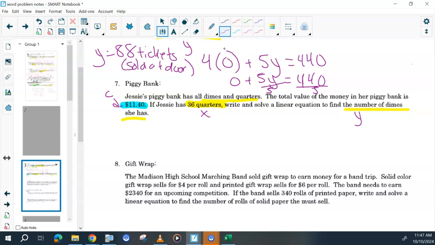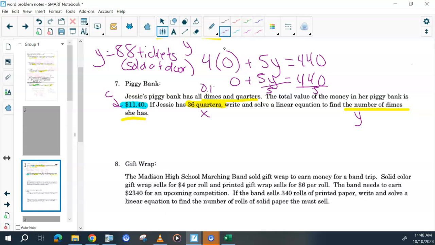Division of what? Well, we've got to figure out. Because I couldn't just say 36 plus y equals this, because I'm missing some information. But if I'm looking for the total value, how could I add up value with dimes and quarters? How would I get to 11.40? The value of the dimes, the value of the quarters. So that's the part they're expecting you to know.